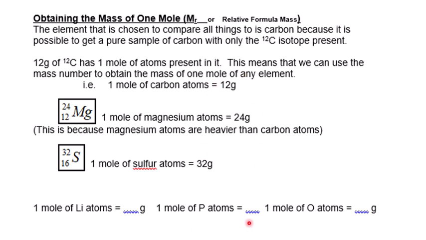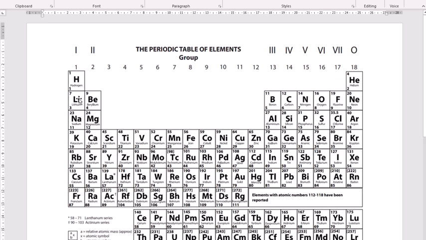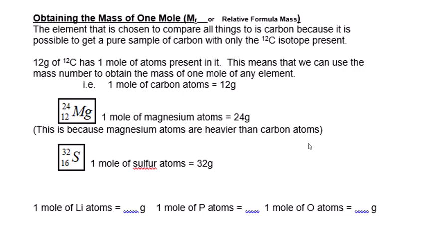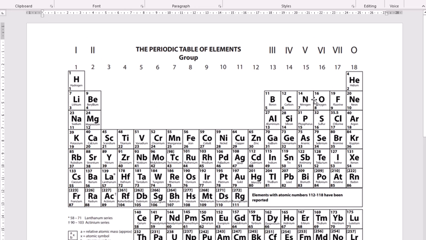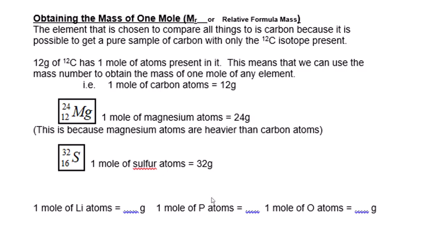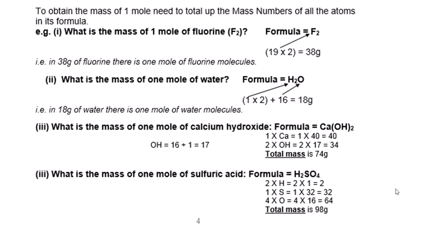Now, for practice, there's 3 examples there. So could you pause the video, get your periodic table and look up the numbers and see what we should be getting for those. And I'll go over it now in a second. So looking at them, there's lithium, 7, phosphorus, 31, and I've forgotten what the third one was, oxygen. And oxygen is 16. So our answers: 7 grams for 1 mole of lithium, 31 grams for 1 mole of phosphorus, and 16 grams for 1 mole of oxygen. So if we want the mass of 1 mole of an element, we simply go to the periodic table.